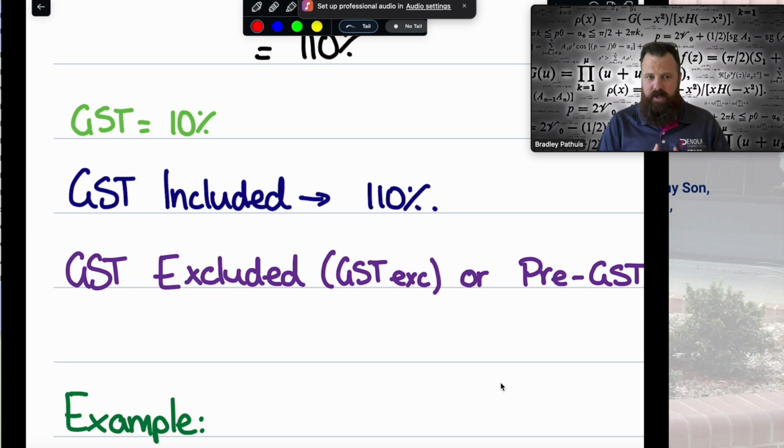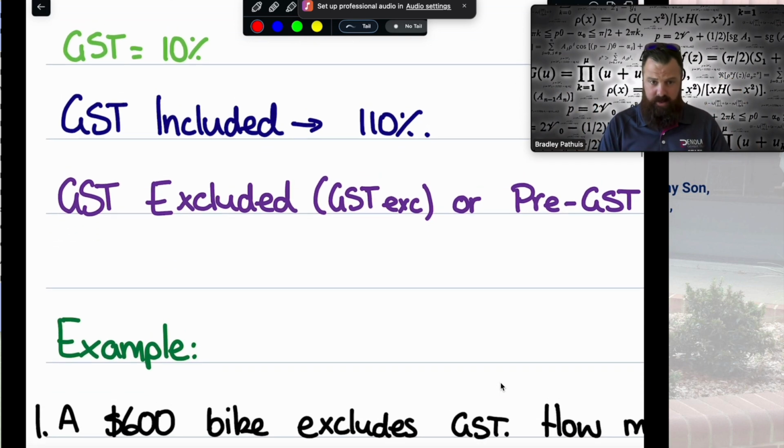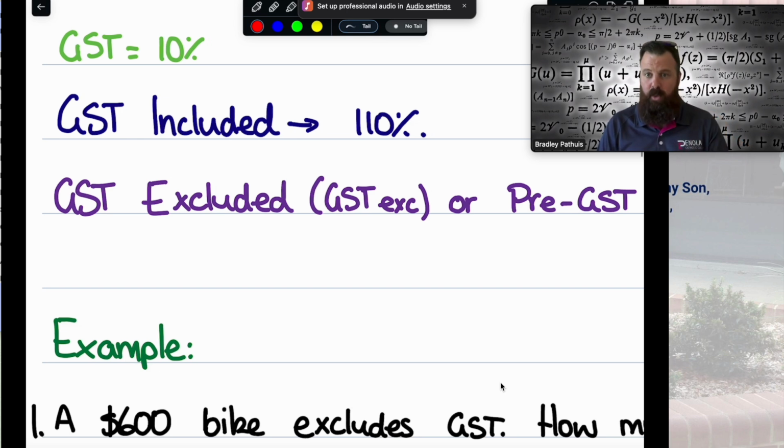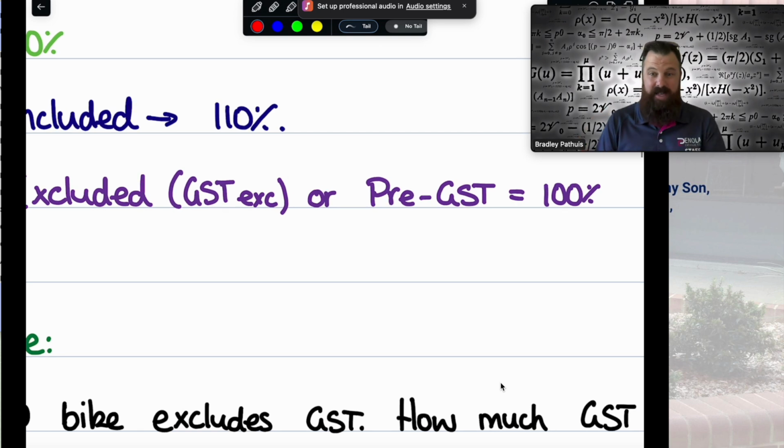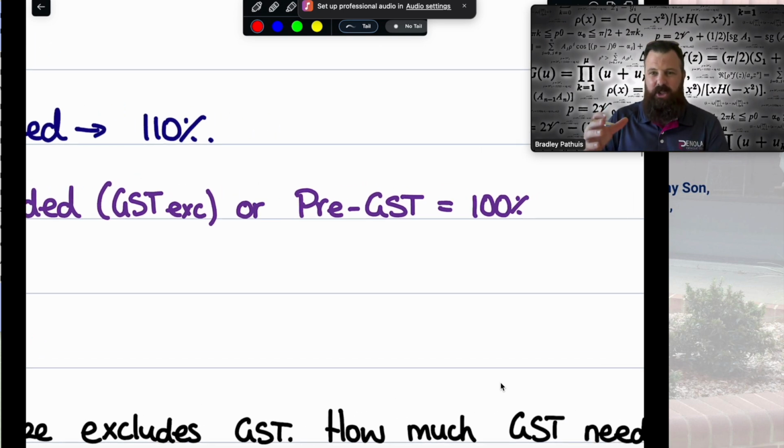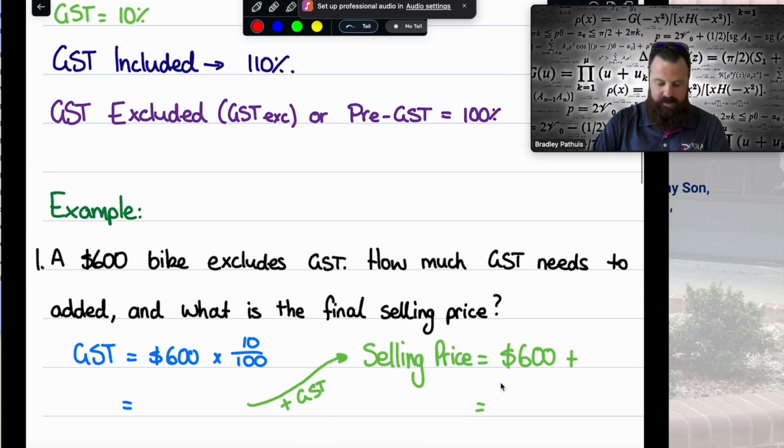If I read something and it says GST is included in the price, or GST inclusive, I need to remember that's the 10% and the 100% put together, so it's 110%. The other phrase I need to look out for is GST excluded, or another way of saying that is the pre-GST price. That's just going to be that 100% that the company wants to sell it for.